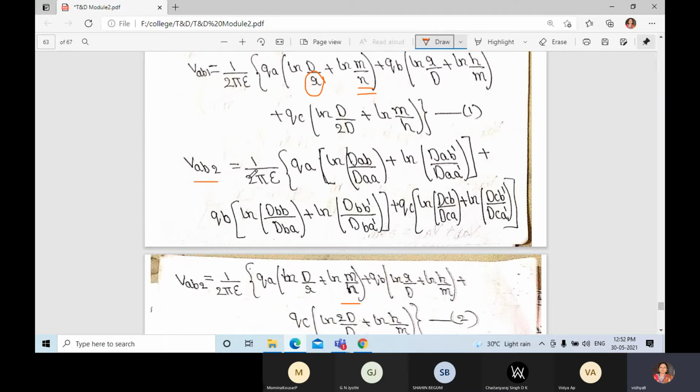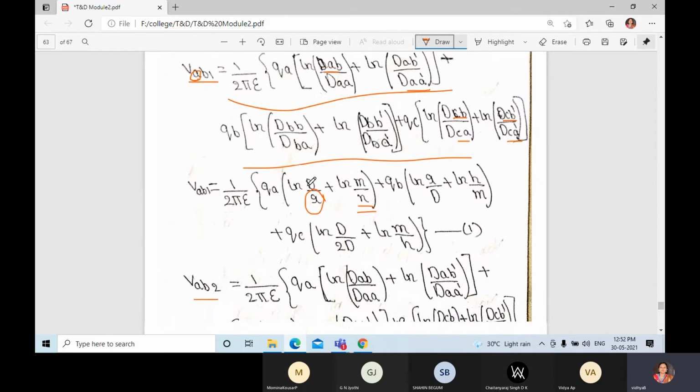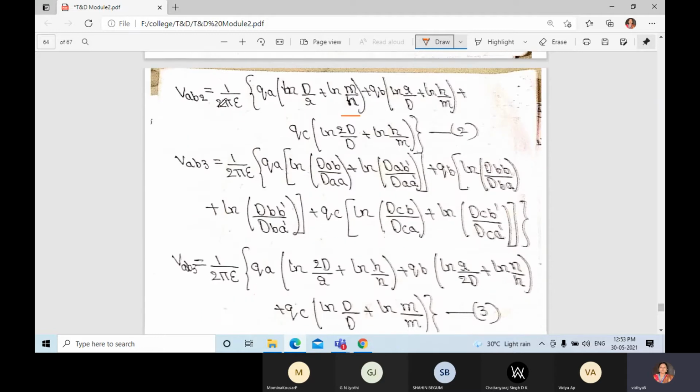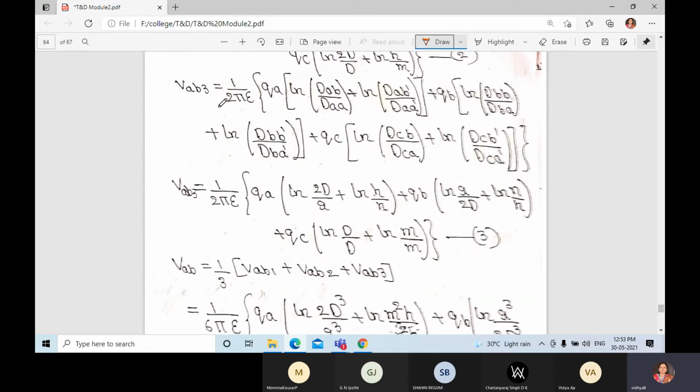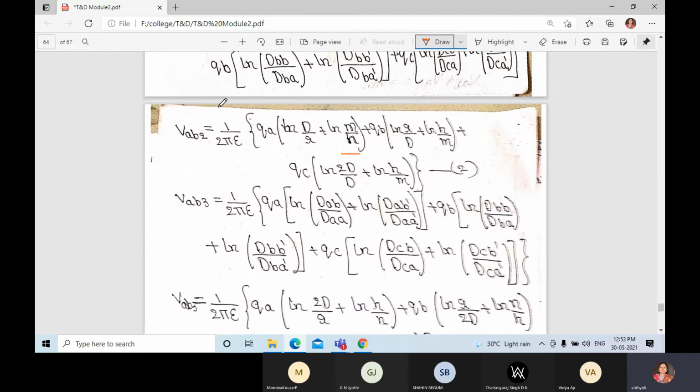This equation is common for the three intervals. By seeing the distance, you only need to mention the distance values for the first interval, the second interval and the third interval. This equation will be common for all three cases. Only the distance values will change according to the interval.